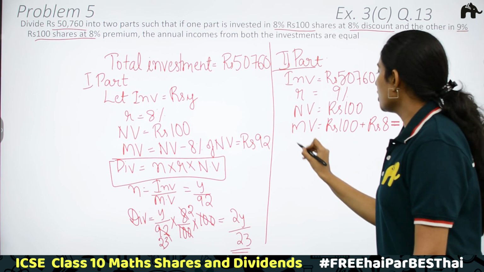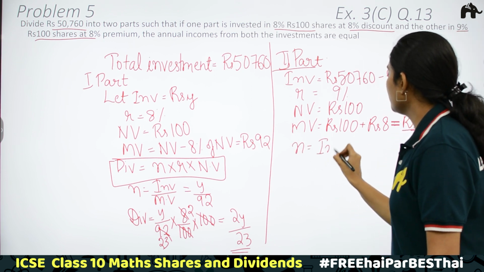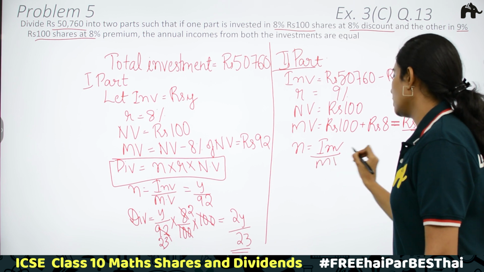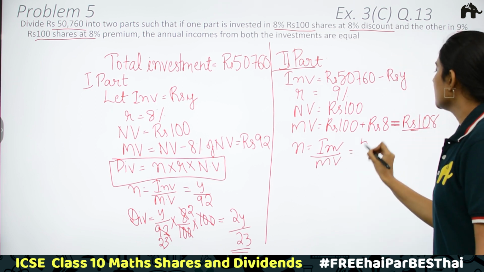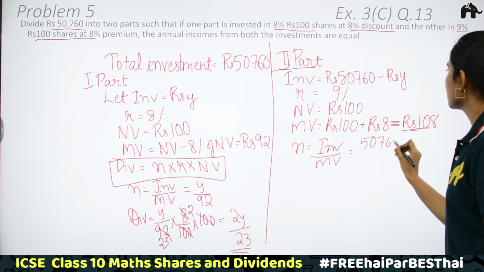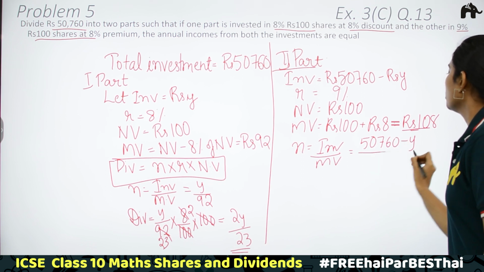Now we can find the number of shares. Number of shares is equal to investment divided by market value of one share. Here the investment is 50,760 minus Y. What is the market value?